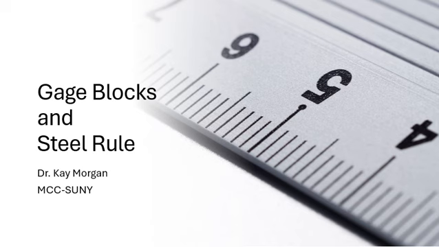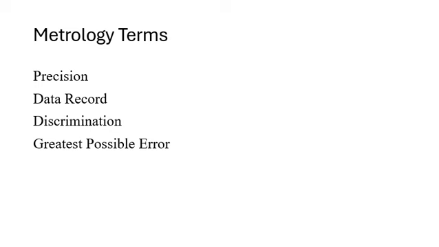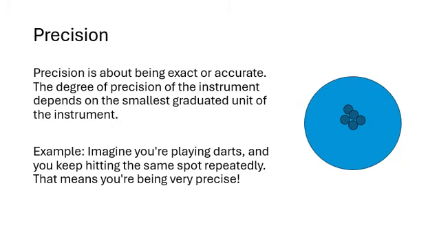Okay, so we will get into gauge blocks and steel wool this week. First, we'll get into the terms: precision, data record, discrimination, greatest possible error.